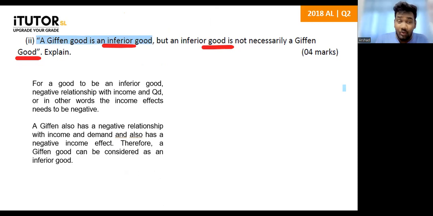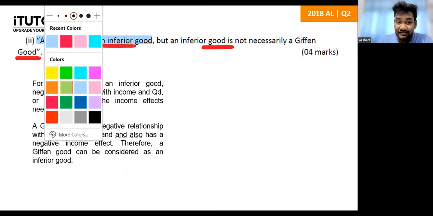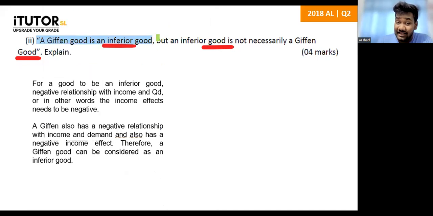Okay. Now you need to prove the second part of it. What is the second part? But an inferior good is not necessarily a Giffen good. Now, this is the second part of the question. Is income effect and relation between income and demand the same? Yeah, it shows the same thing, kind of. Income effect and the relationship between income and demand show the same thing. Yes, I'm coming to Giffen goods now.